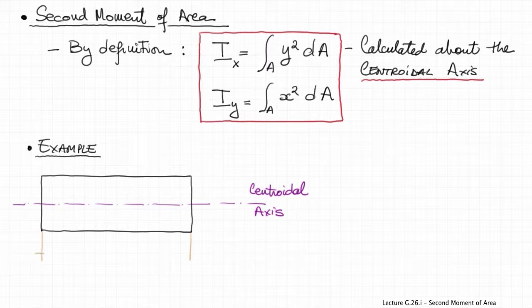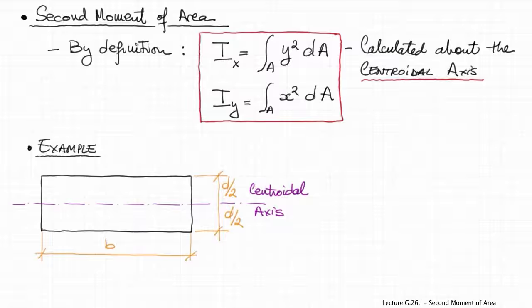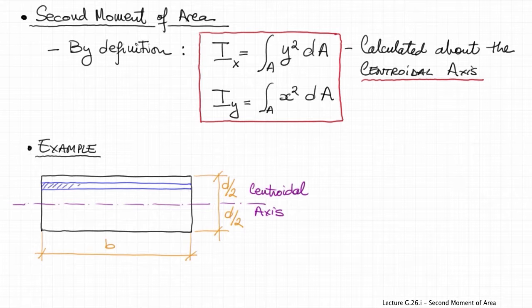And this area has a width equal to b and a depth equal to d. So the distance from the top to the centroidal axis is half d, as is the distance from the centroidal axis to the bottom of the section, also half d. We're going to select an element which is infinitesimally thick, or thin really. So its width is dy, and the element is located at a distance y measured from the centroidal axis in the y direction.